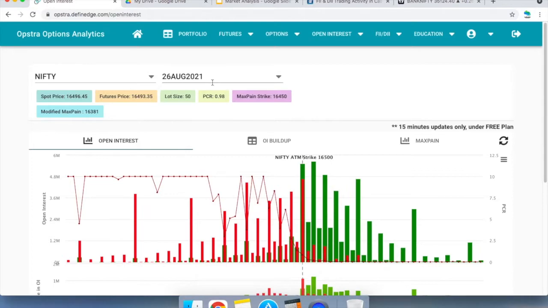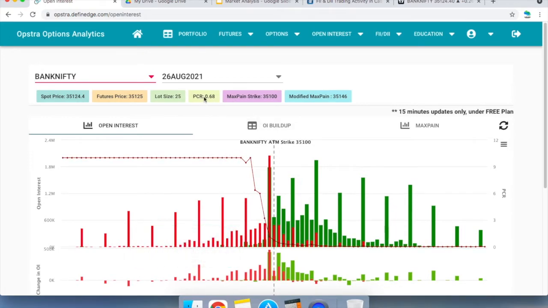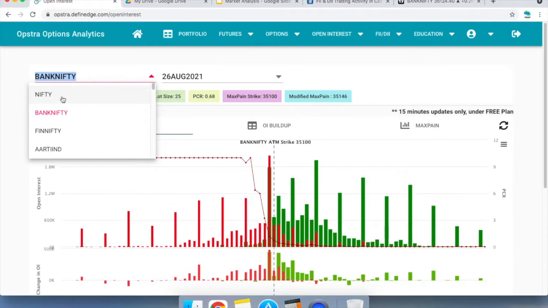On the open interest of options data for the expiry that is going to happen this Thursday, 2 days from now, the PCR is 0.9. It was above 1 and it has dipped to 0.9. So it's not greatly bullish as it was earlier. And Bank Nifty is 0.68. It is not at all bullish as per the put call ratio.